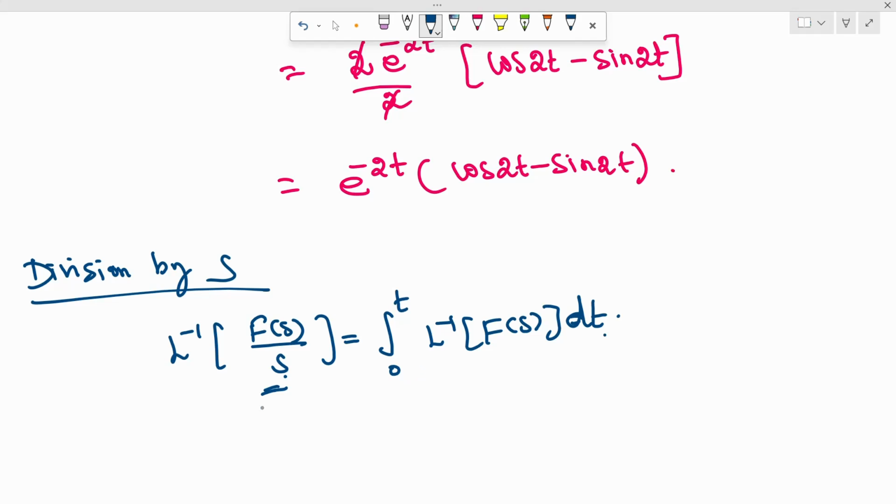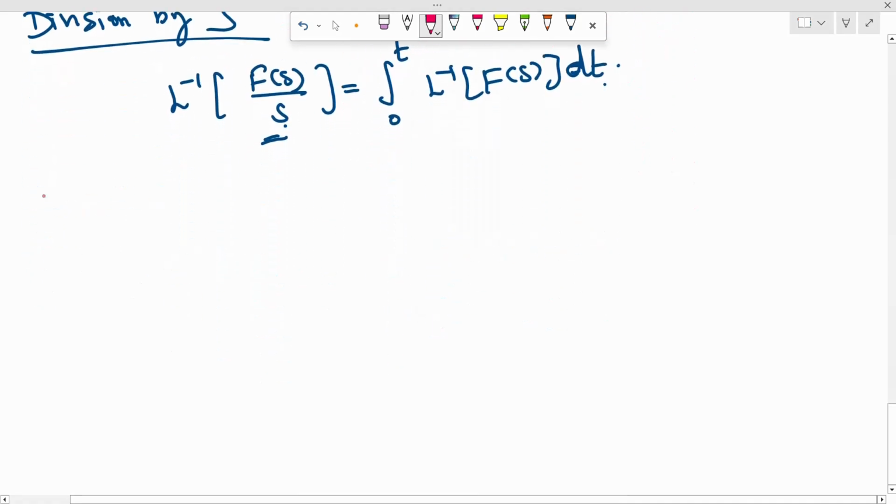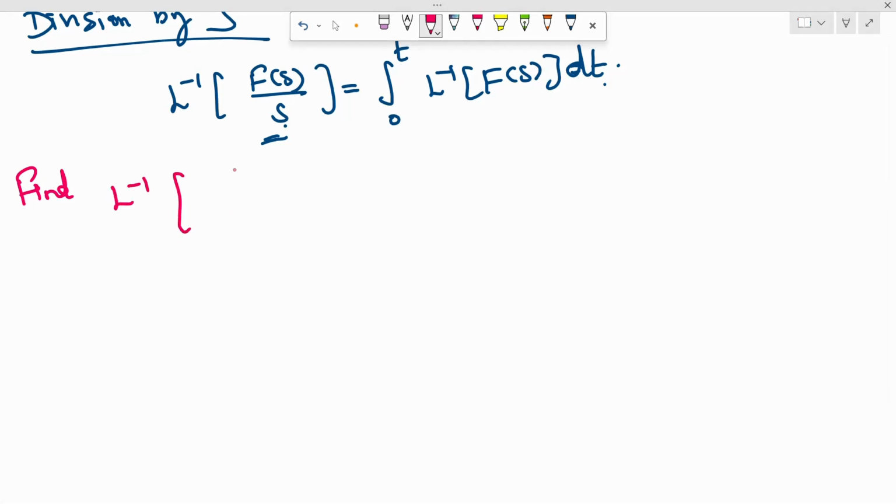Examples. Find L inverse of 1 by s into (s plus 3), which is in the form of L inverse of f of s by s.